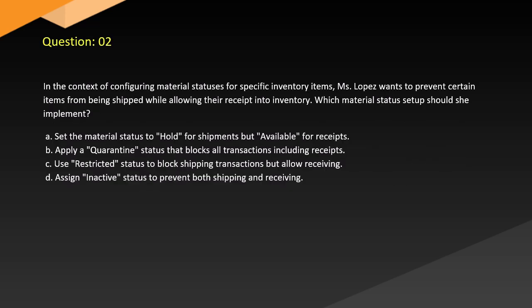Question 2. In the context of configuring material statuses for specific inventory items, Lopez wants to prevent certain items from being shipped while allowing their receipt into inventory. Which material status setup should she implement?